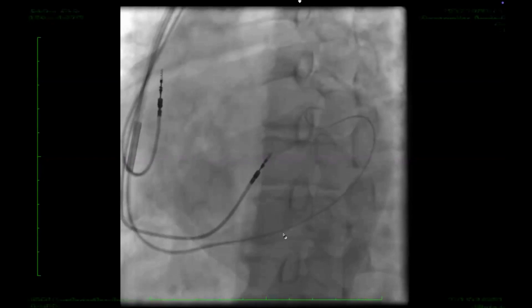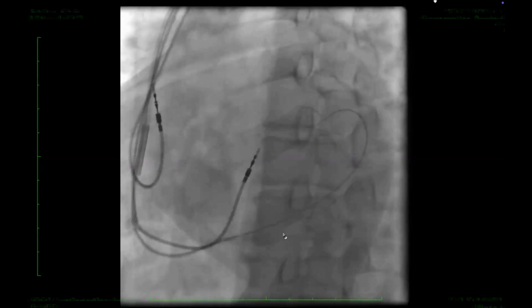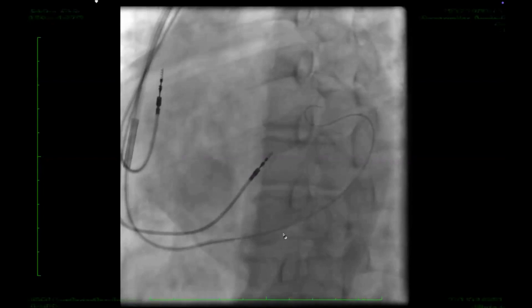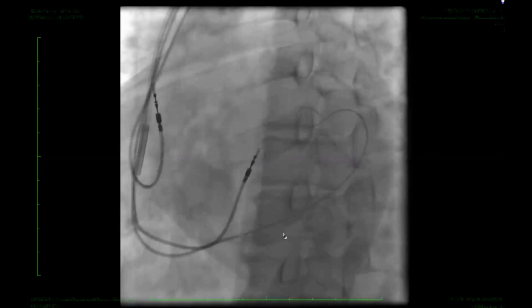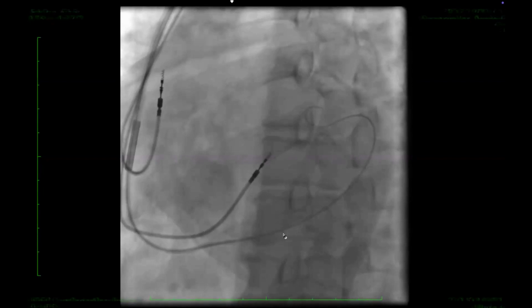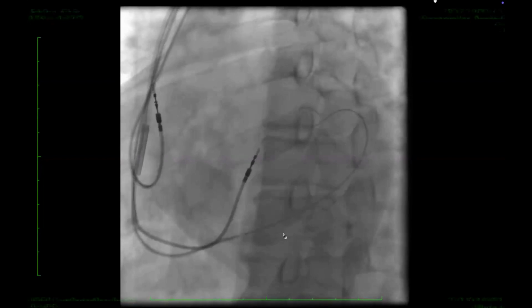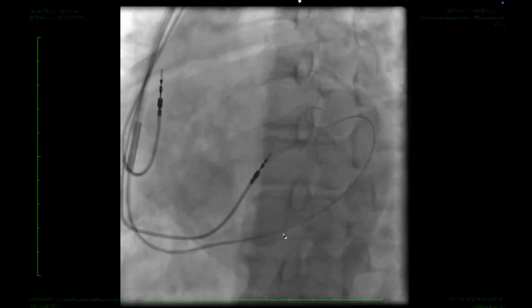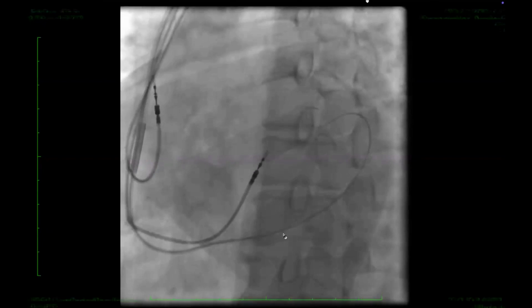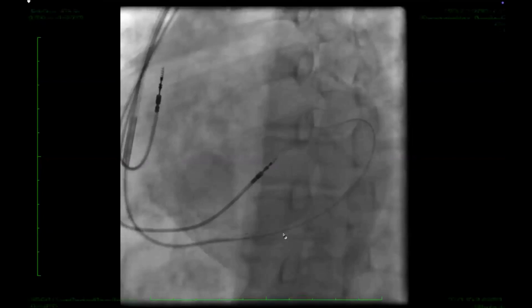Bearing in mind that this is in the LAO position, you'd expect the RV lead to be more to the left of the screen and coming towards you. When you see this, it's a clue that you haven't done enough rotation in your left anterior oblique angle. So that was one thing I wanted to demonstrate. And also, as you've mentioned, with an AL2 sitting in the right atrium, you haven't yet found your way into the coronary sinus.